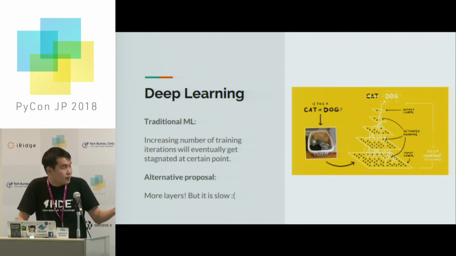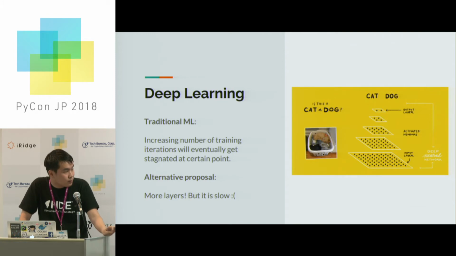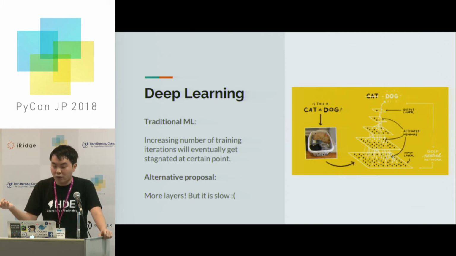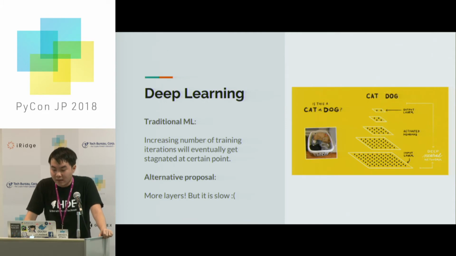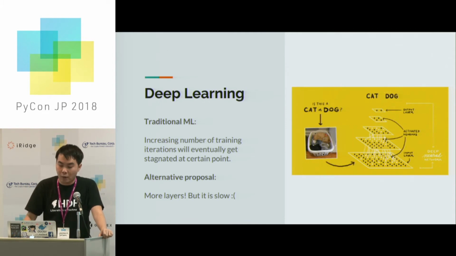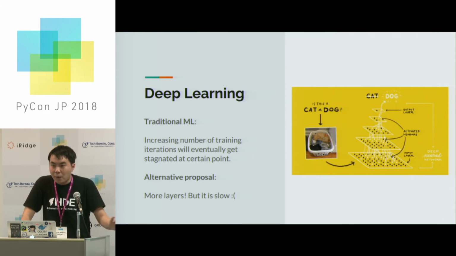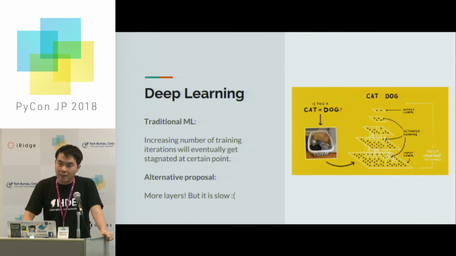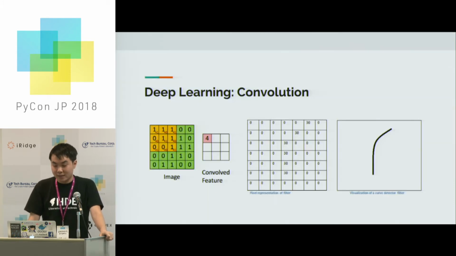The difference between traditional machine learning and deep learning is basically that with traditional machine learning, if you increase the number of training iterations, you will eventually stagnate at a certain point. So the proposal in deep learning is to add more layers. But the other problem is that deep learning is usually, of course, slower because you add more layers.